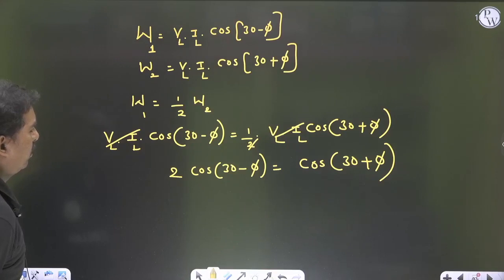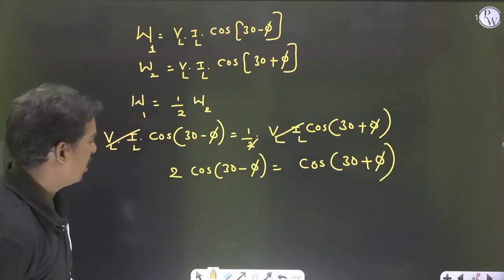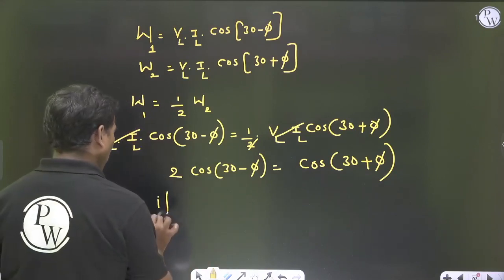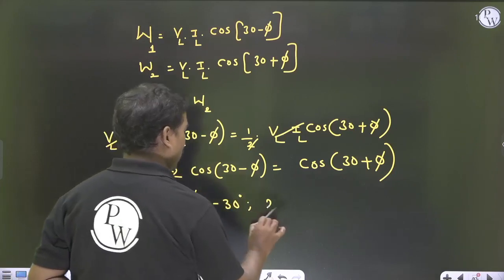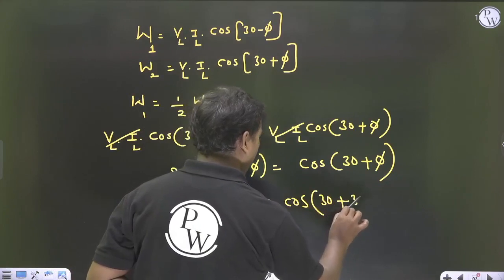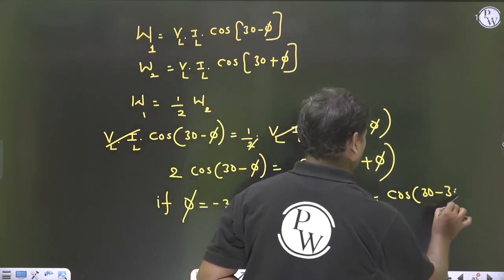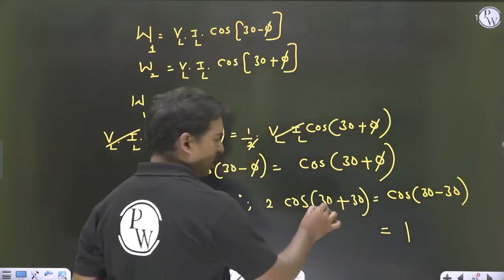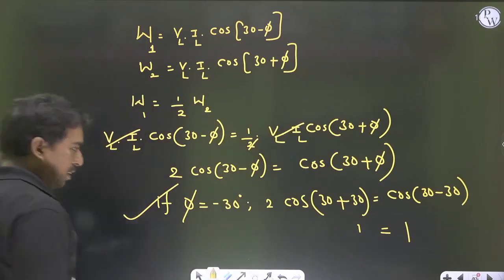Okay, we'll take minus 30. Take minus 30, it is possible. If phi is equal to minus 30, then what happens? This will be 2 cos of 30 minus of minus 30, means plus 30, and this will be cos of 30 minus 30. So this will be 1, and cos 60, 1 by 2. So this will be 1. So the right answer is phi is equal to 30 in magnitude. Like this we can do.